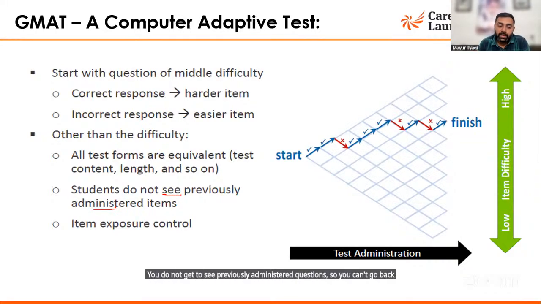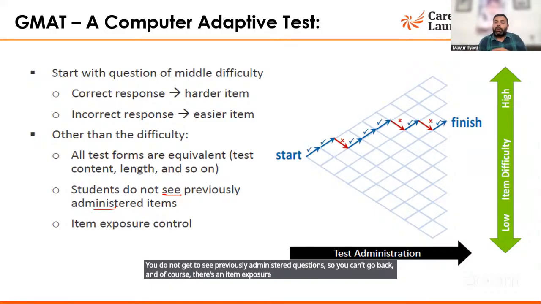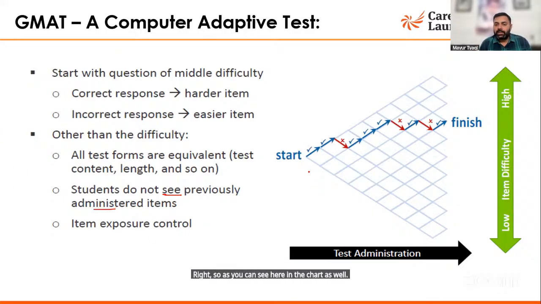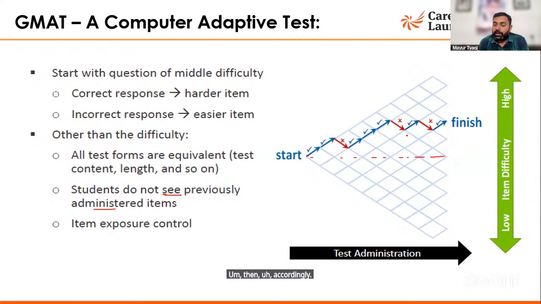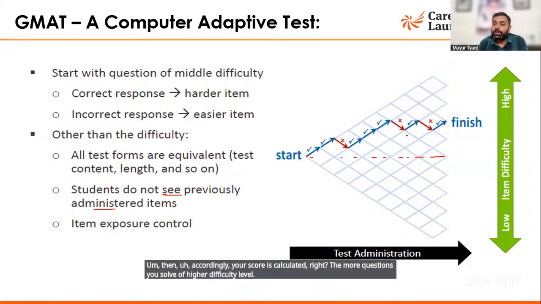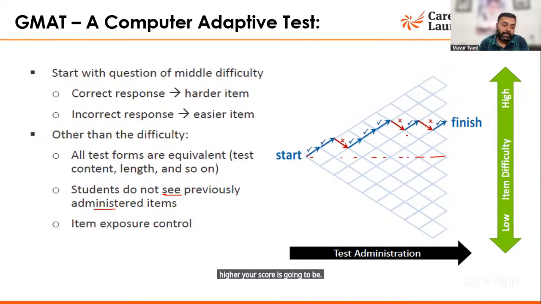And of course, there is an item exposure control, so there is a mix of all types of questions from the syllabus. Right. So as you can see here in the chart as well, the test starts at a medium difficulty level. And as you keep on getting questions correct, your difficulty level goes up. And then accordingly, your score is calculated, right? The more questions you solve of higher difficulty level, higher your score is going to be. Okay, great.